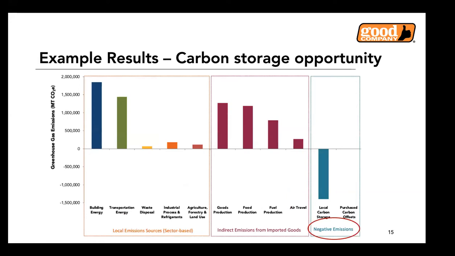This is another view of community emissions. This graphic is a lot like what I just showed, except it's for Clackamas County, Oregon. So it's for the whole of Clackamas County. Over on the left, we have those scope one and two emissions. And then in the middle, we have those scope three emissions from imported goods and food. But what we added to this one was a group of negative emissions. And really what this is representing is the beneficial aspects of land use. And Clackamas County has a lot of forest land that is sequestering carbon every year.